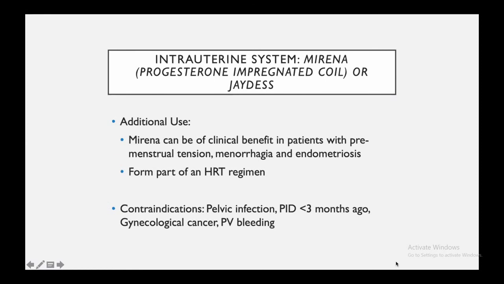Additional use, the Mirena, as you know, has beneficial use in premenstrual tension. If a patient has menorrhagia, Mirena is actually known to make your periods less heavy, and it's also given in patients who have endometriosis, and it also forms part of an HRT regimen. Contraindications, again, are similar to previously mentioned of any intrauterine device. So those are the methods that you basically need to explain.